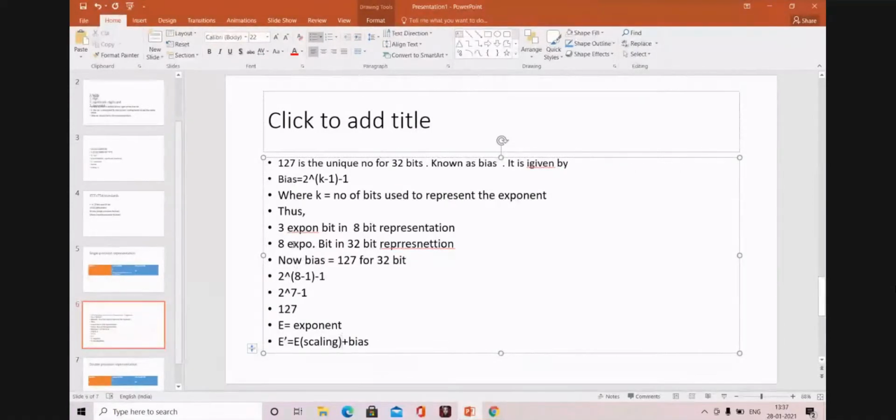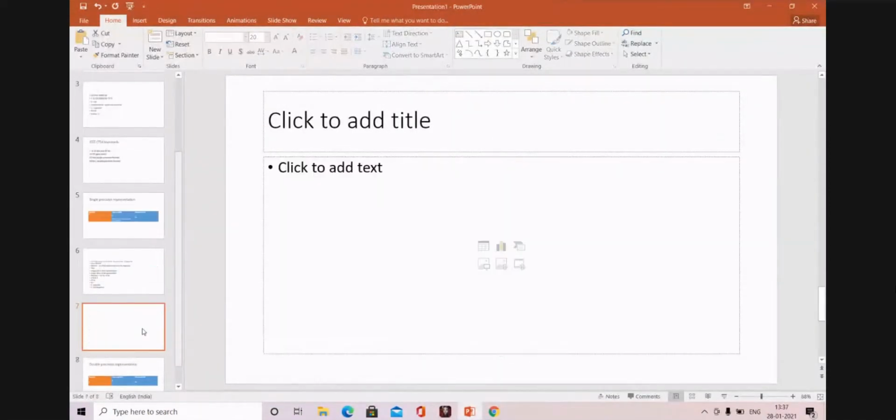Just remember that to solve this, bias is given by this formula, where k is nothing but the number of bits used to represent the exponent, and E is actually the exponent. You have to know this formula. E bar is the scaling plus bias. All right, so let me take a very first example.